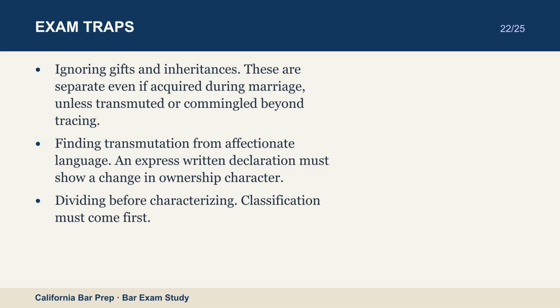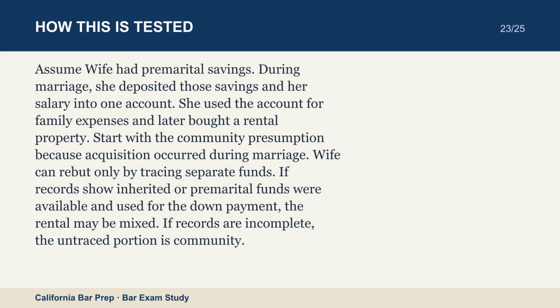Assume wife had premarital savings. During marriage, she deposited those savings and her salary into one account. She used the account for family expenses and later bought a rental property. Start with the community presumption, because acquisition occurred during marriage. Wife can rebut only by tracing separate funds. If records show inherited or premarital funds were available and used for the down payment, the rental may be mixed. If records are incomplete, the untraced portion is community.